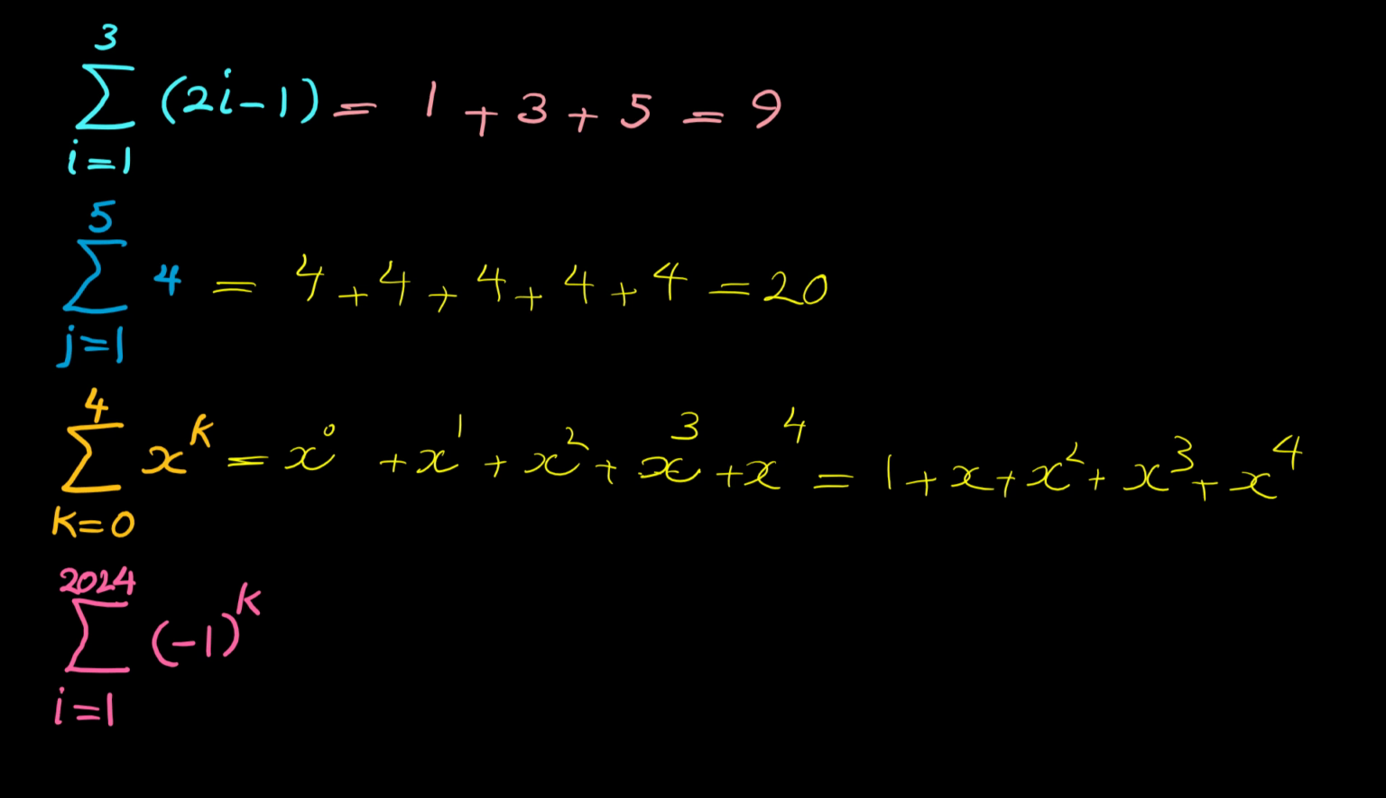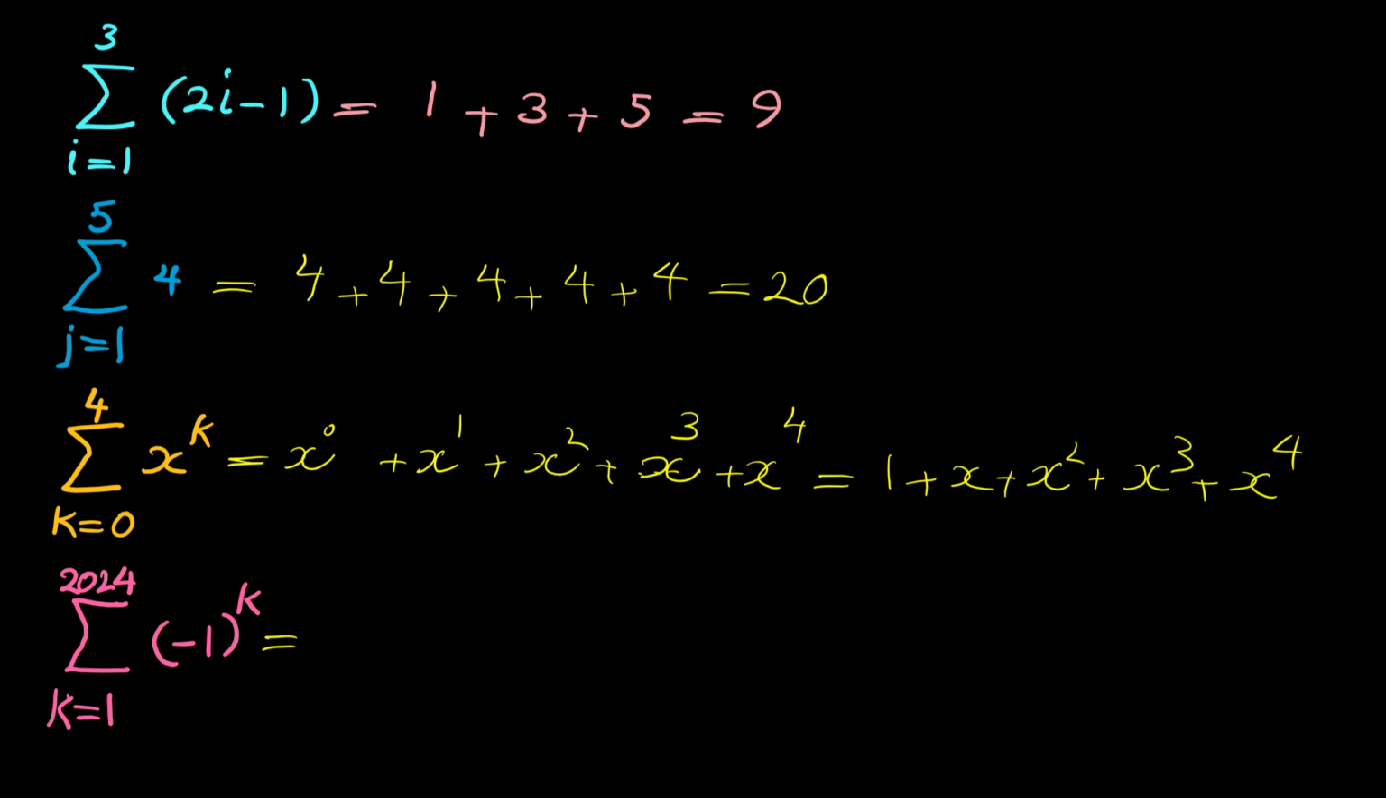Look at the next example. Sigma k from 1 to 2024, negative 1 to the k. First of all, this sigma shows the sum of how many terms? Because we start from 1 to 2024, in total we have 2024 terms. But what are the terms? If we plug in here, it should be k, not i. k goes from 1 to 2024, negative 1 to the k.